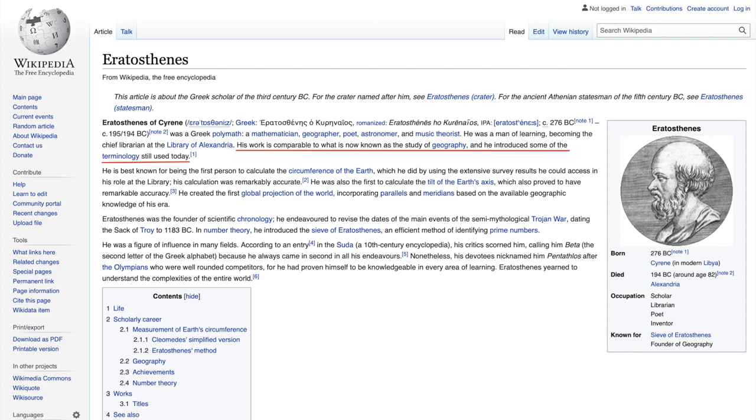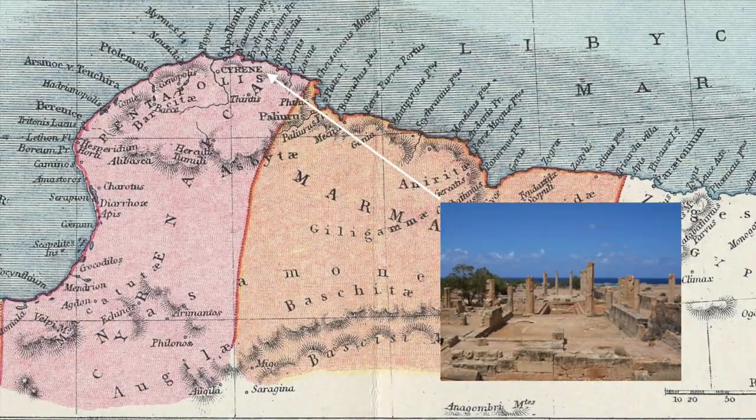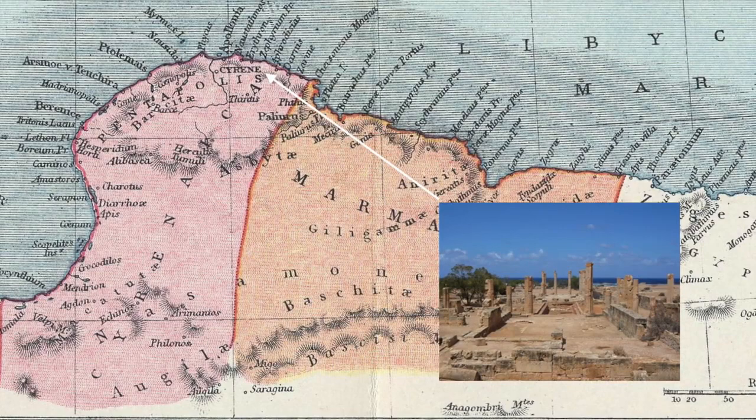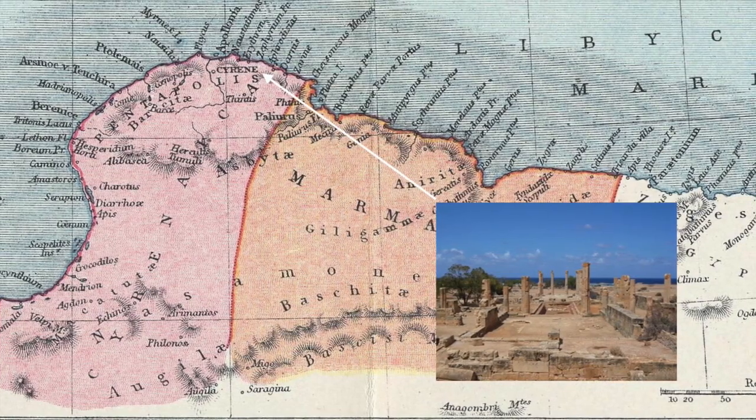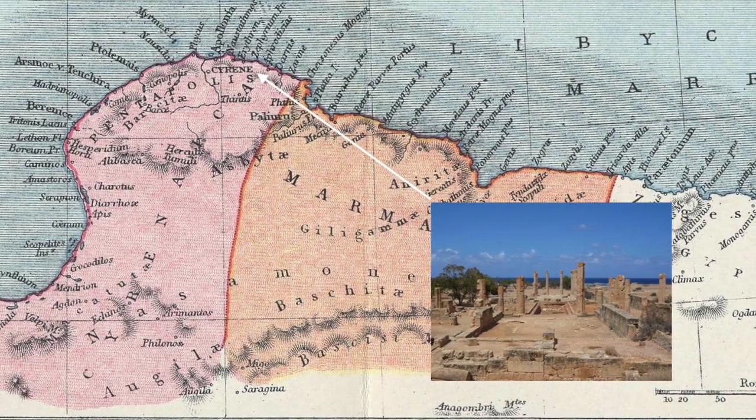Apparently he was from Cyrene, so I looked that up. I was kind of curious. Here's an old map, and I pulled a picture of the ruins from Cyrene on the Libyan coast.